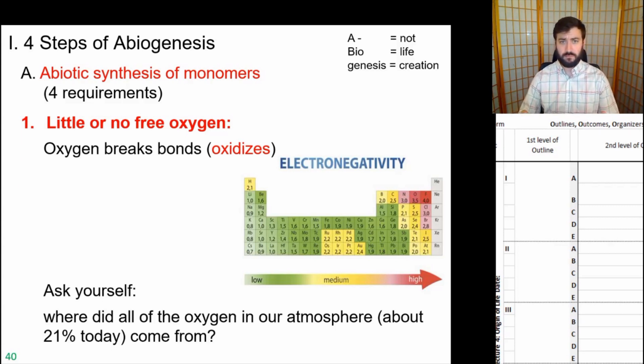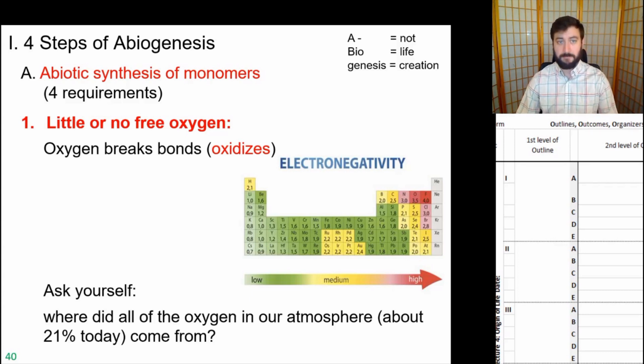Currently, about 21% of our atmosphere is oxygen. So if we didn't have oxygen at the start of all this, where did that oxygen come from? We'll get to that. All right. So first, before we can start abiotically synthesizing monomers, we need to have no oxygen.